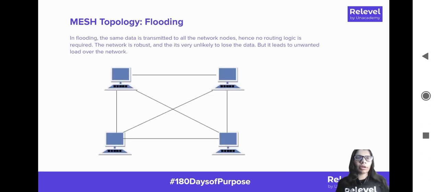Here, another and most common way of mesh topology is flooding. In flooding, the same data is transmitted to all the network nodes, hence no routing logic is required. The network is robust and it's very unlikely to lose the data, but it leads to unwanted load over the network. So if you want to send data A from, let's say, the first device, then that data would be sent to all the other three devices. So even if any of those three devices fail, we would still have that data in the other two devices, which makes it robust.